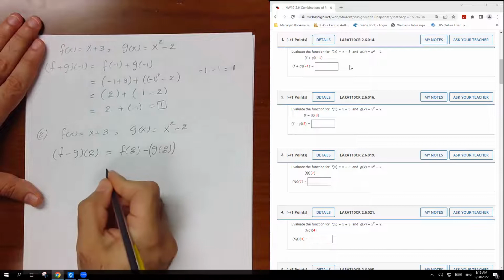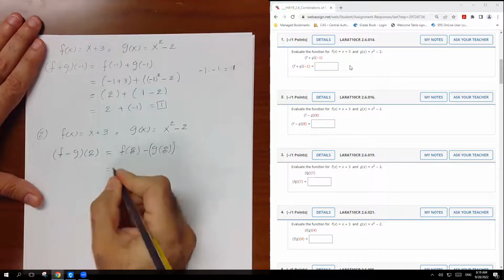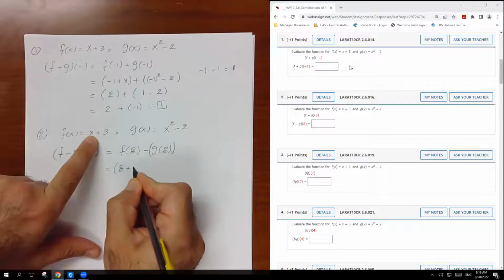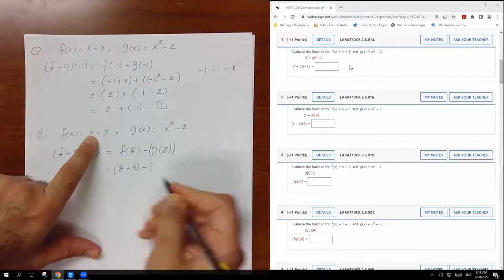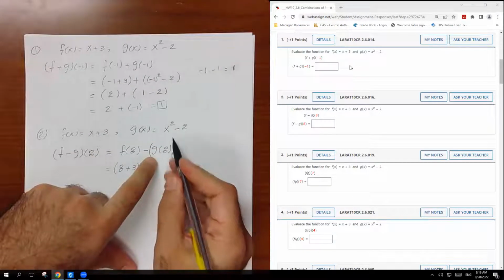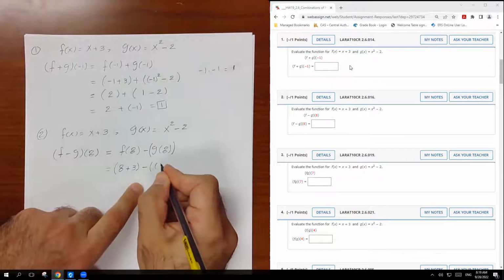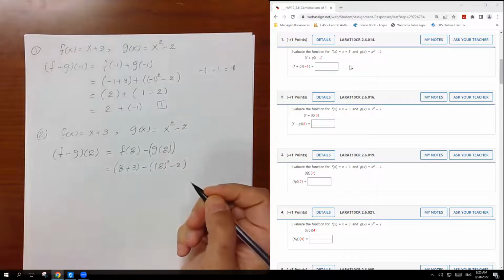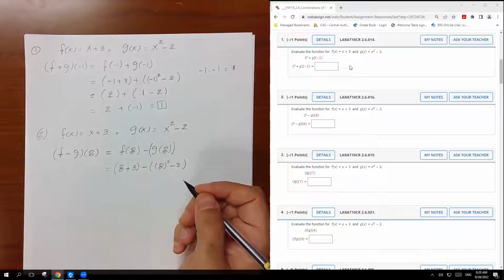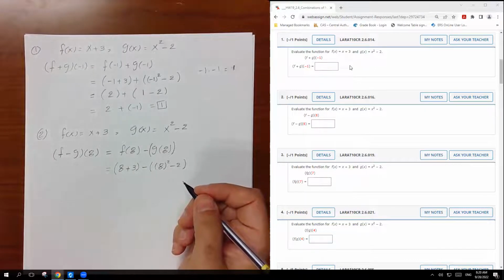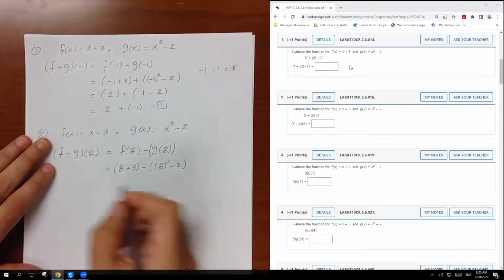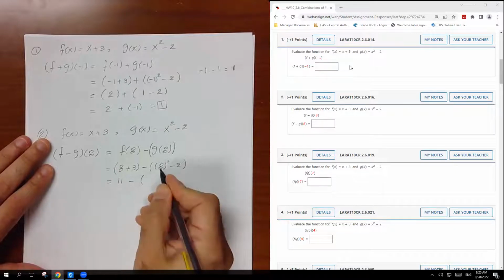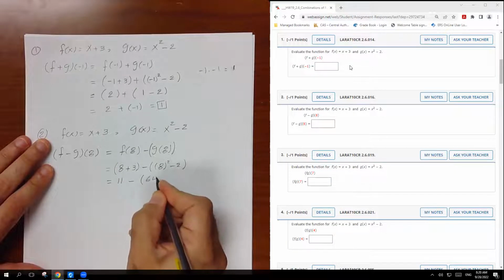So this one is going to be f to the 8. I'm going to plug in 8 in the f function. So it's going to be 8 plus 3 minus, here's another parenthesis, I'm going to plug in 8 in the g function. So it's going to be 8 squared minus 2. Let's keep going. So this one is going to be 11 minus 8 squared, which is 64, minus 2.